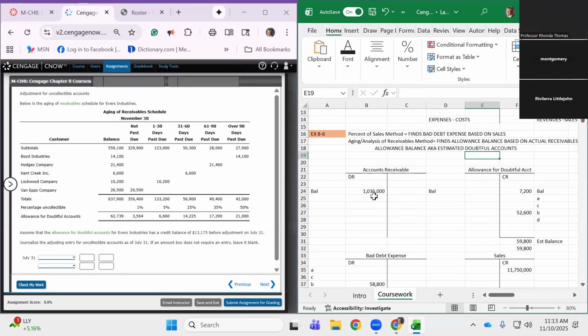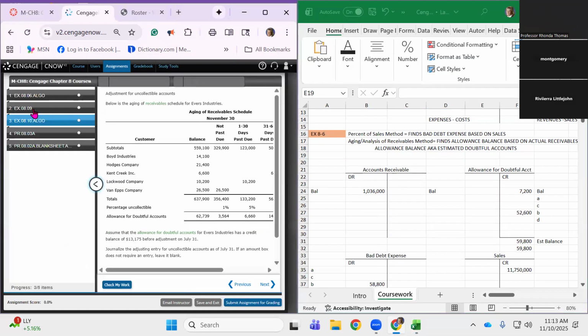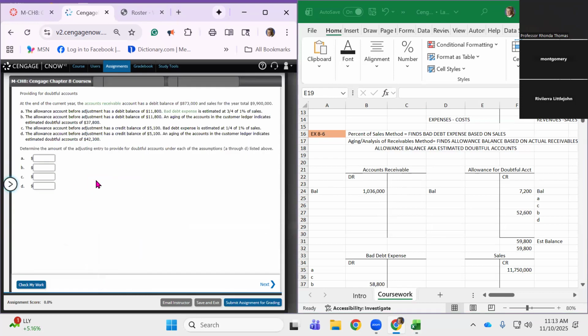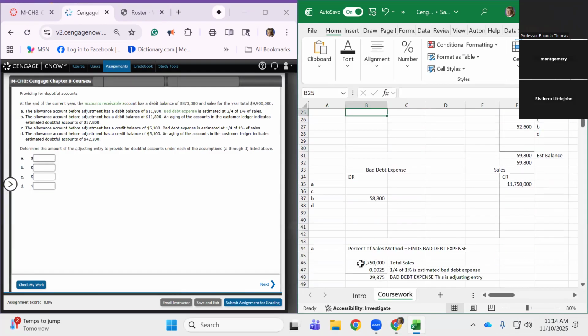So here on my screen, let's get started. 8.6 is right here. 8.6 is going to compare the two calculations under the allowance method. At the end of the year, the accounts receivable has a debit balance. So if you want to follow me, I'm going to show that there's 873,000 in accounts receivable right now at the end of the year. The other thing I want to make sure you know is that they give us sales. 9,900,000 is how much in sales.